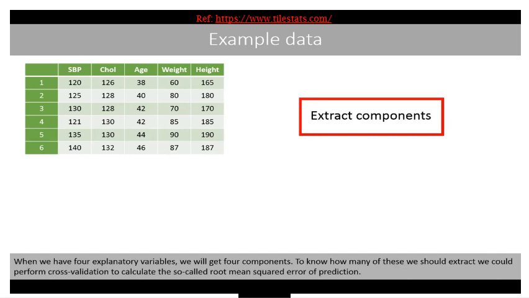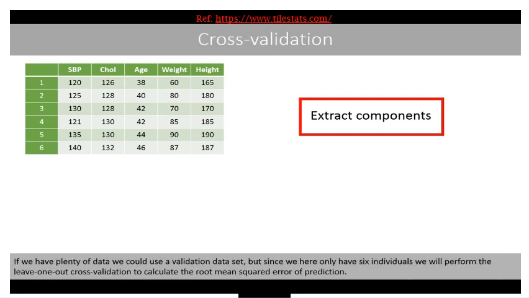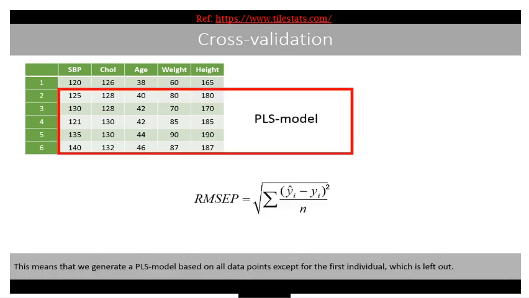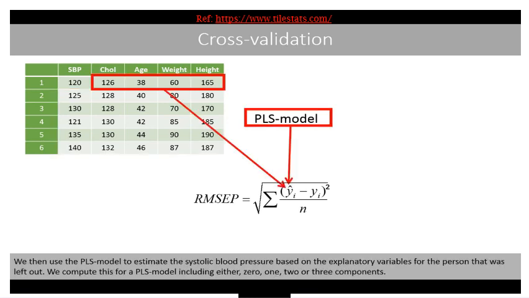To know how many of these we should extract, we could perform cross-validation to calculate the so-called root mean squared error of prediction. If we have plenty of data, we could use a validation dataset, but since we here only have 6 individuals, we'll perform the leave-one-out cross-validation to calculate the root mean squared error of prediction. This means that we should generate a PLS model based on all data points except the first individual, which is left out. We then use the PLS model to estimate the systolic blood pressure based on the explanatory variables for the person that was left out.